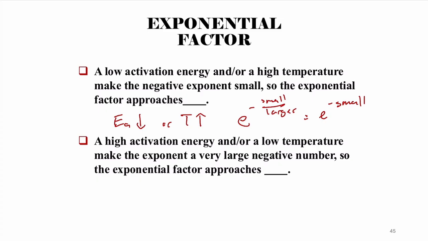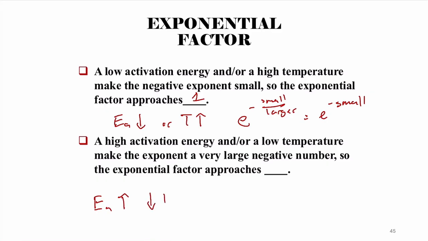E to the 0 is equal to 1, right? So that means that our exponential factor, which goes between 0 and 1, right? If the temperature is large, that means that that probability goes up to almost 100%. Which means as we heat something up, the probability of that transition happening for the reaction is going up. It's approaching 100%.